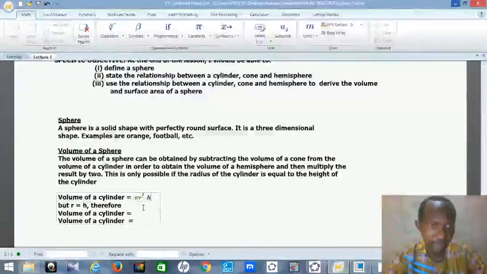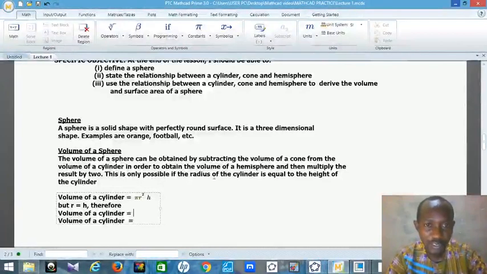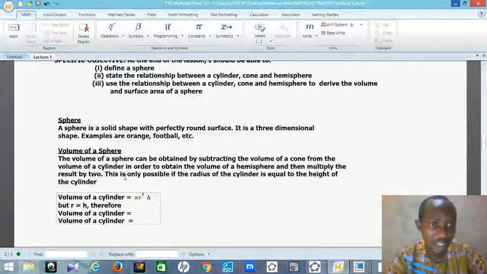This is the volume of a cylinder, but I said that r must be equal to h before this cylinder can be turned into a sphere. For you to turn a cylinder into a sphere, the radius must be equal to the height. That's what I mean by this condition here. This is only possible if the radius of the cylinder is equal to the height of the cone. This statement is very, very important. If they are not equal, then you cannot produce a hemisphere whereby a sphere can be produced. So this radius must be equal to the height for you to get a hemisphere.